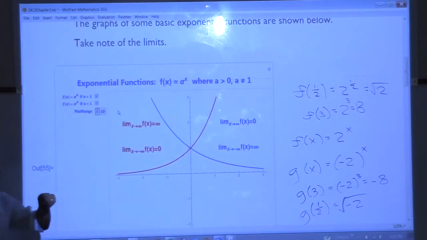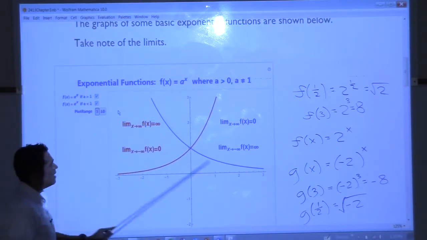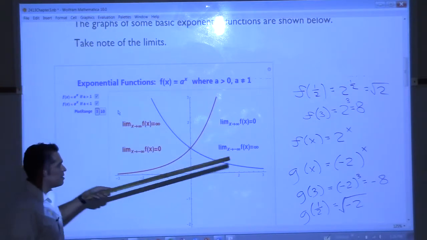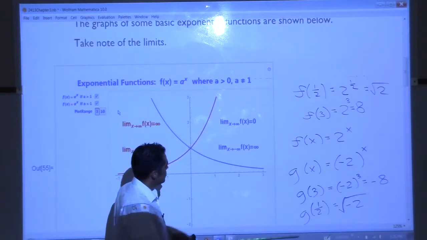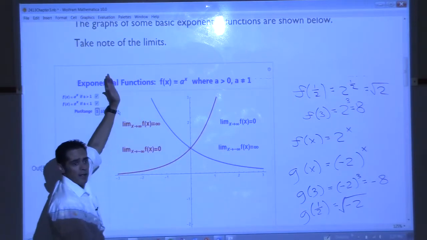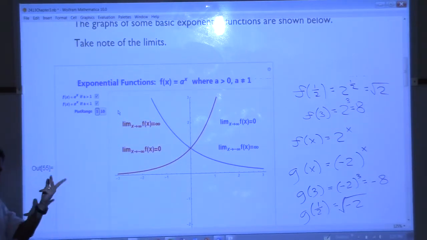So a greater than 1, growth. A less than 1, greater than 0 is going to be decay. And notice that when we have decay, our limits change, don't they? This time, as we go to infinity, as we go out that way, it tapers off to 0. And as we go that way, it takes off to infinity, right? So the limits kind of flip places. Questions?